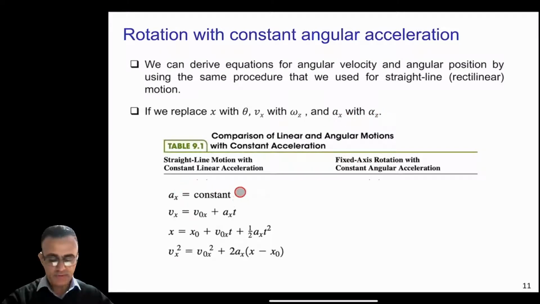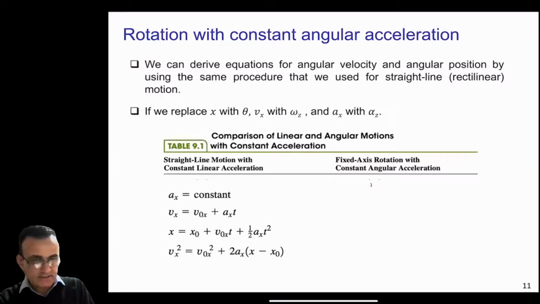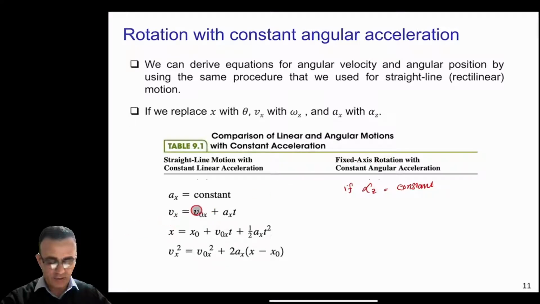Now, if you remember these equations, if acceleration is constant, then we can simply write these three very well-known equations that we used in the first lecture. So we can write similar equations for the angular motion by just changing x with theta, vx with omega z, and ax with alpha z. In this case, as you can see, ax is constant. Now if alpha z is constant, then we can also write equations for the angular motion like these equations.